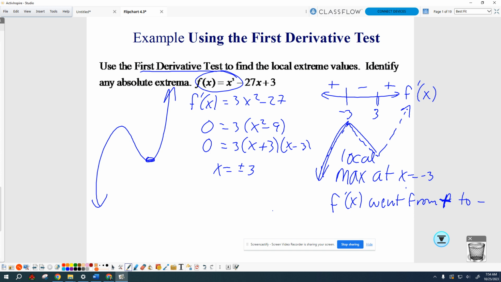And again, because we know from algebra 2 and pre-cal what this function looks like, there's a local min at x equals +3, because f prime went from negative to positive. It stopped going down and started going up. This is what's called a first derivative test. Cool?